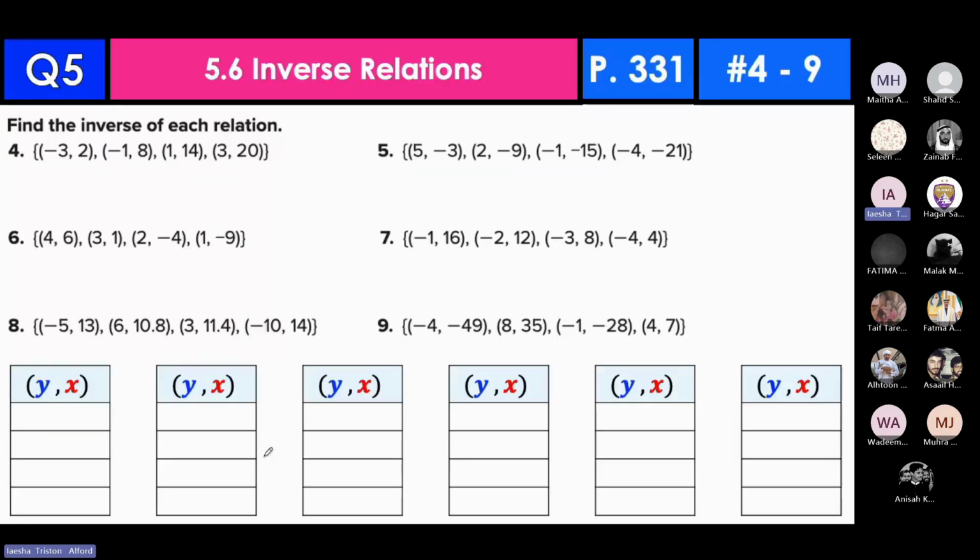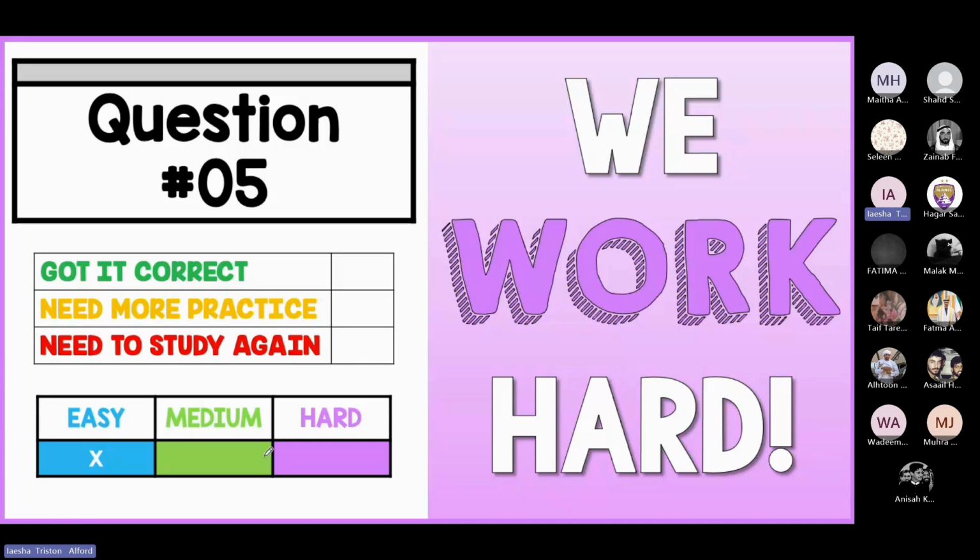So this one is question number 5. Number 4 to number 9, they want you to find the inverse. So write what is the inverse, and you should not have any problem. This question, we put it as easy. So for yourself, mark down. Did you get it? You need more practice, or you need to study it again. Okay, and this is all the multiple choice coming from module 5.